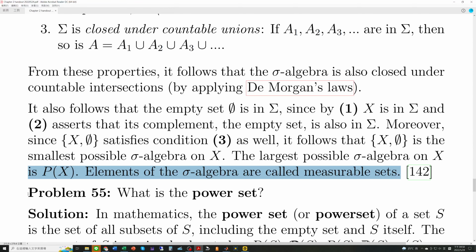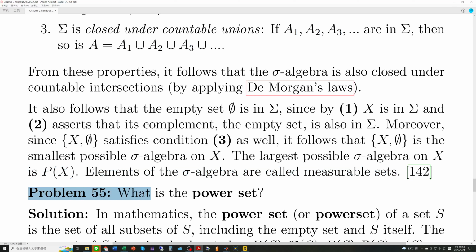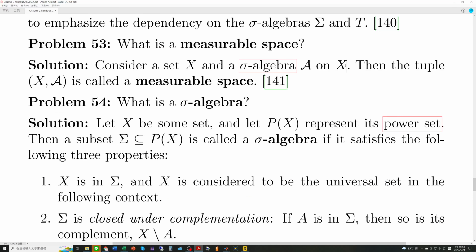So next, let us see problem 55. What is the power set? Why do we need to know what is the power set? Because it appeared in the solution to problem 54. What is a sigma algebra?